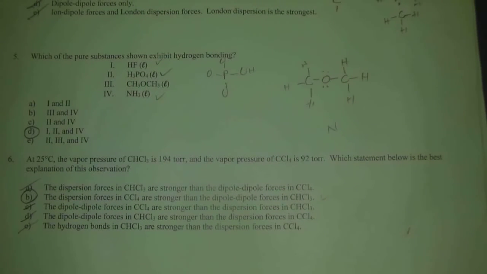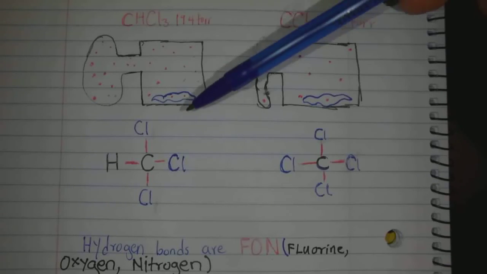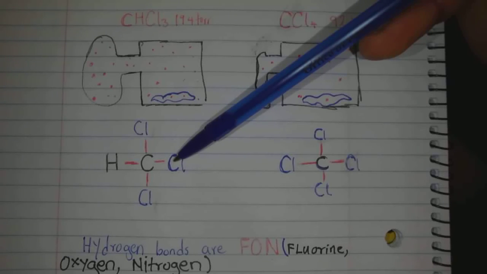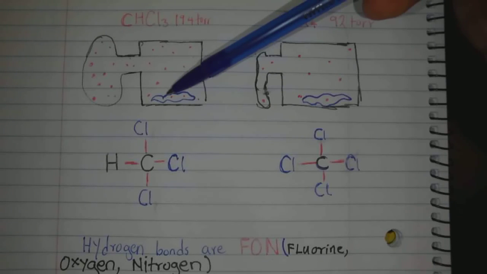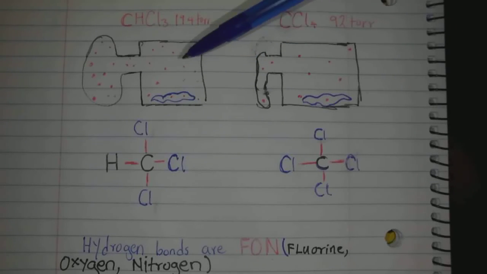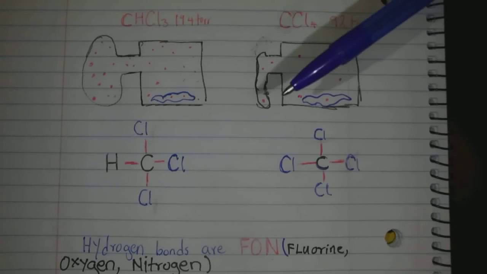E reads, the hydrogen bond in CHCl3 are stronger than the dispersion force in CCl4. There is no hydrogen bond in CHCl3, as you can see from this Lewis structure. Secondly, if there was a hydrogen bond, then the vapor pressure would be less because the molecules would not want to separate, but that is not the case again because there are far more molecules in the vapor state in this box compared to this one, and it has a higher vapor pressure.